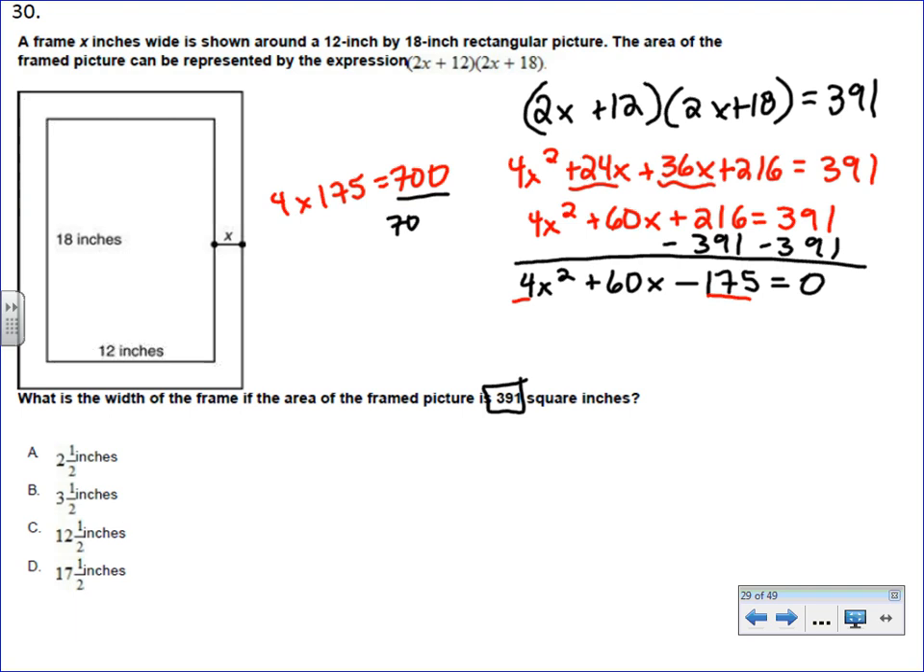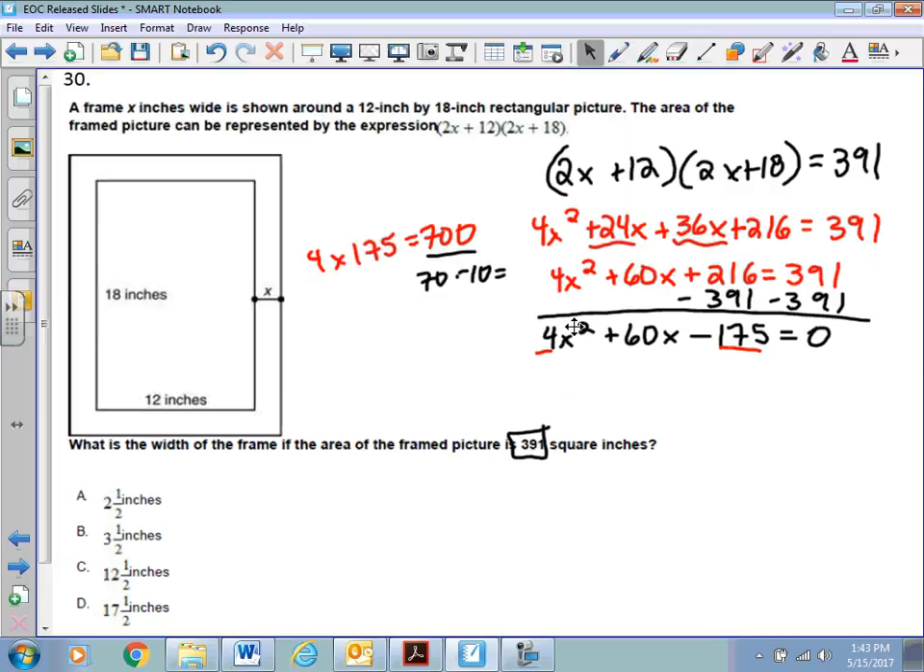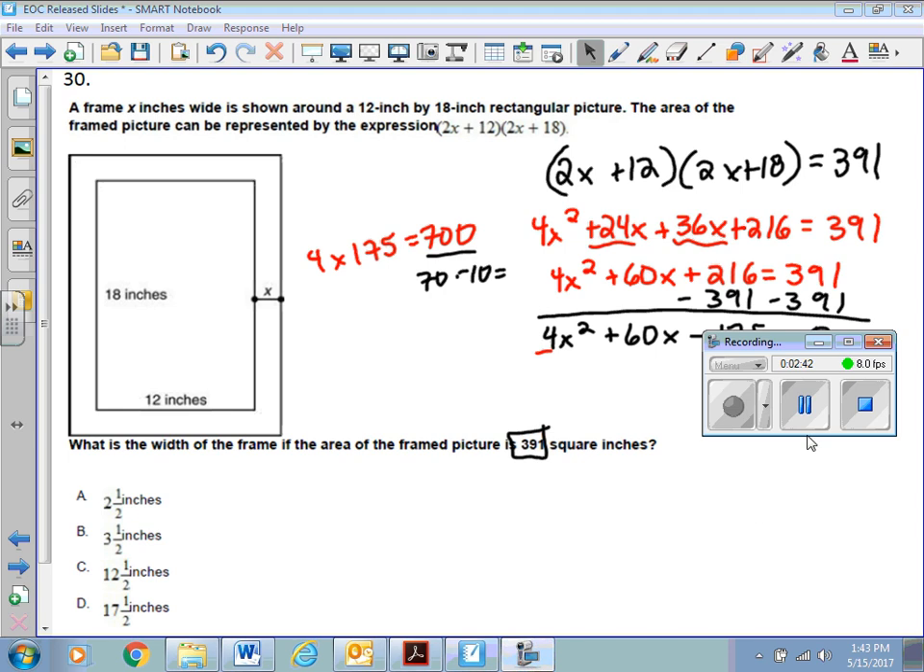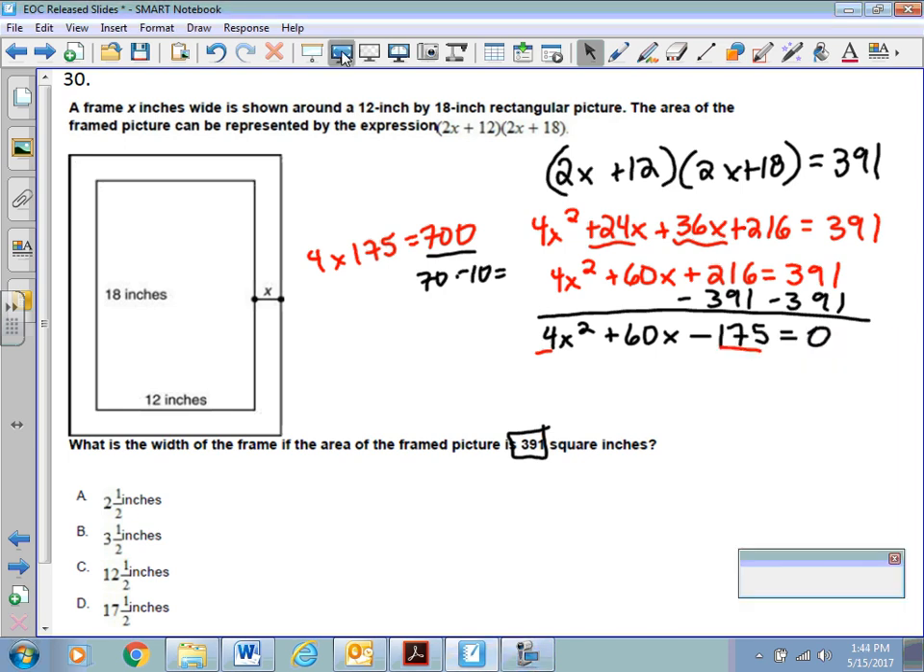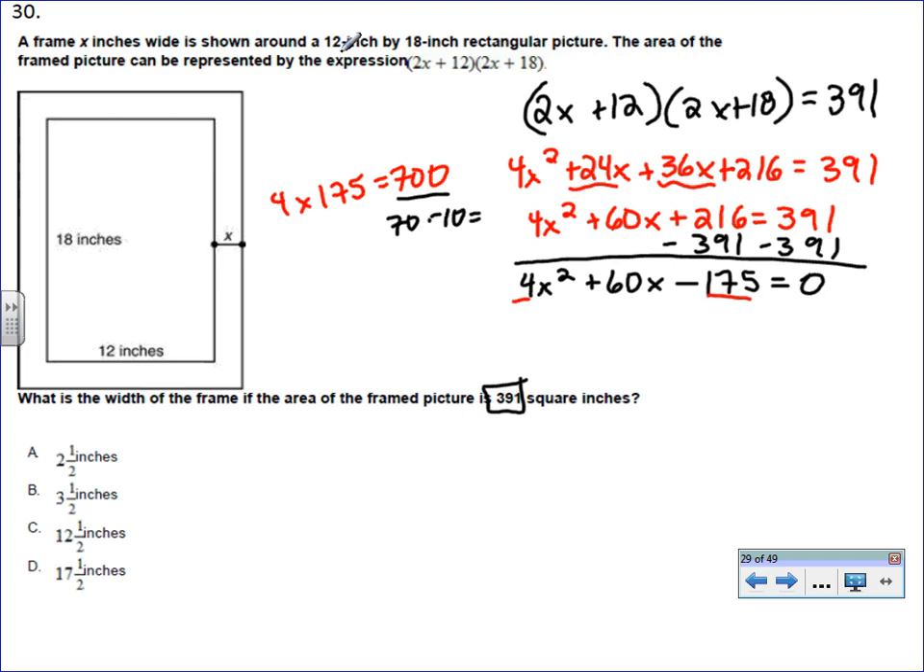And 70 times negative 10 is going to give you, hold on 1 second. Alright, there we go, just double checking. Okay, sorry, I forgot. It says negative 700 because of negative 175. But when I add them together, I'll also get positive 60, which is what I want.